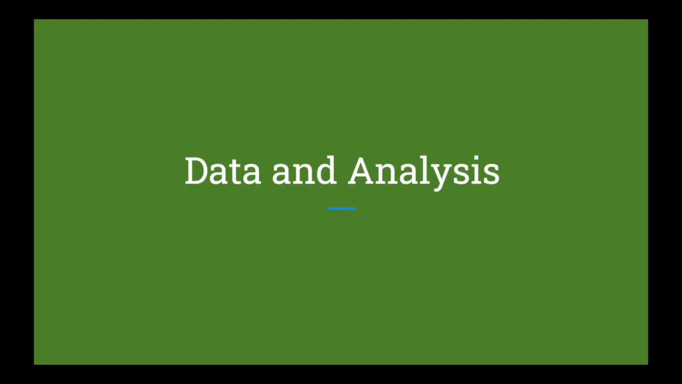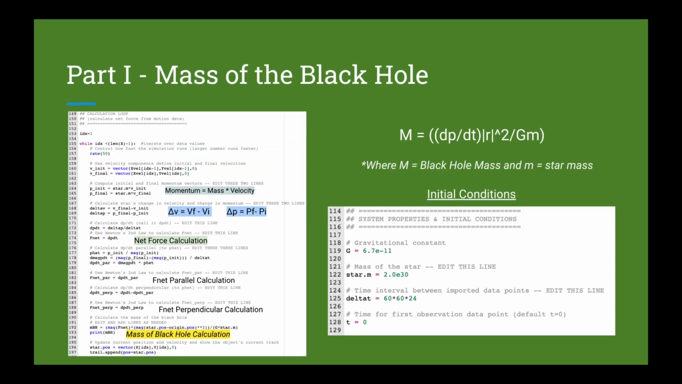Data and analysis. The initial conditions: we have a gravitational constant, the mass of the star, which is 2 times 10 to the 30 kilograms, and the time interval between data points, which is 1 day or 60 times 60 times 24. In our computational model, we start by computing the initial and final momentum vectors, where momentum equals mass times velocity, and then we calculate the star's change in velocity and change in momentum using the formulas delta v equals vf minus vi and delta p equals pf minus pi.